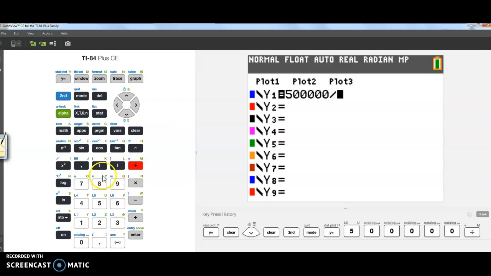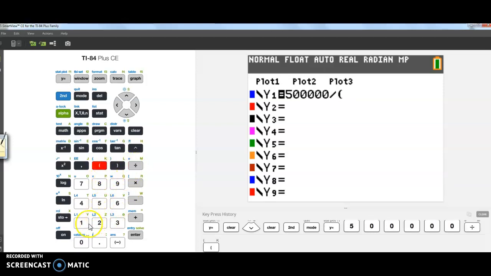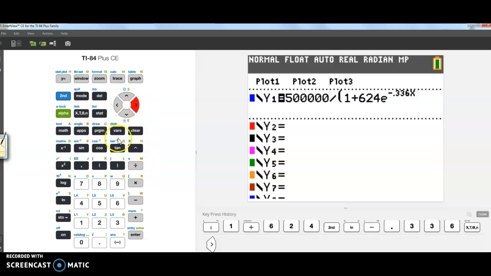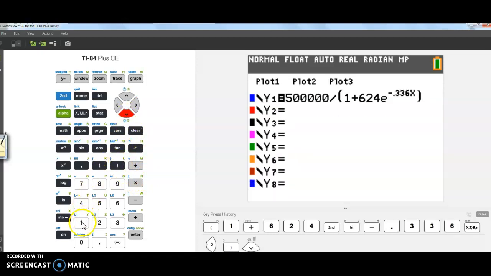When I divide here, it's very important that I have parentheses because we have a lot of math going on in the denominator. And then once I've typed my exponent, get out of the exponent spot before I end my parentheses. So my y2 was the 100,000.